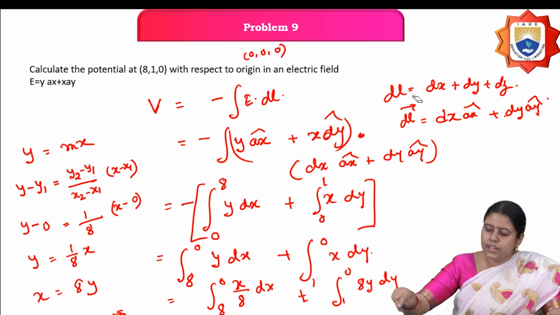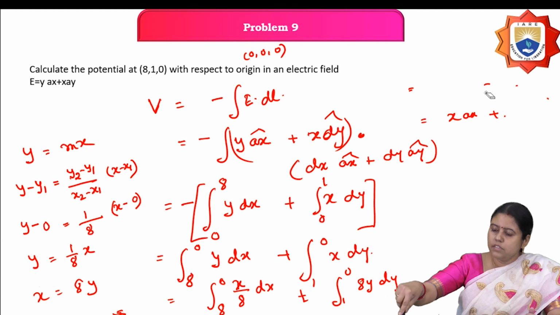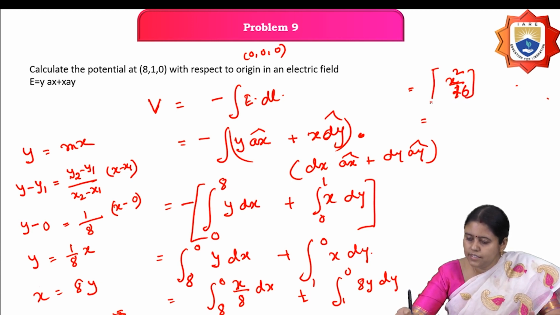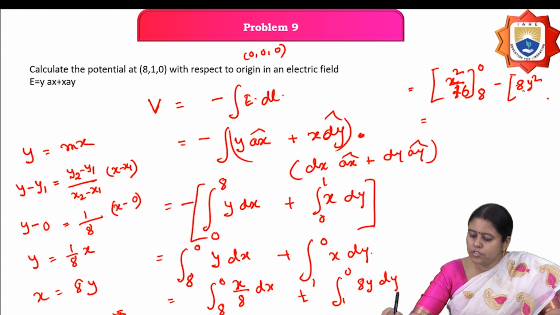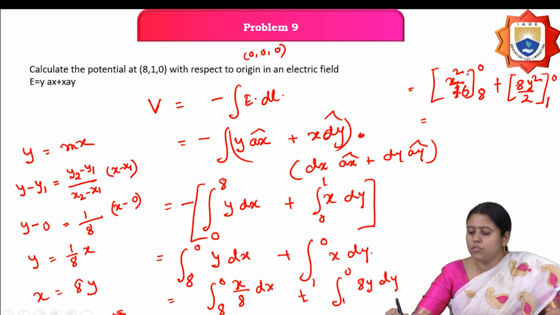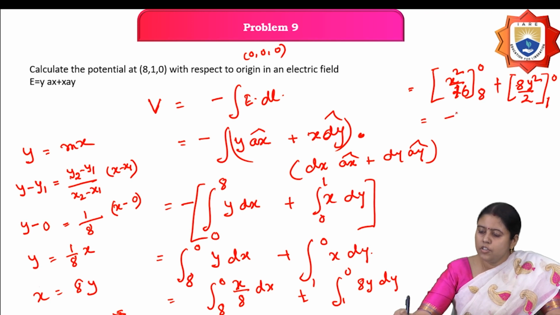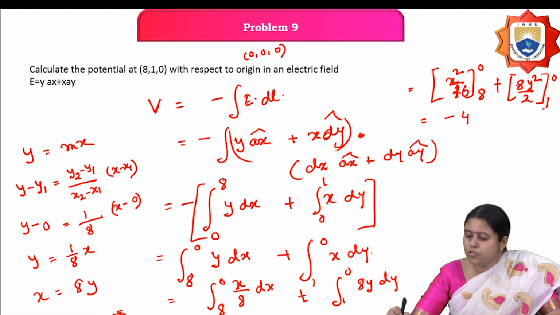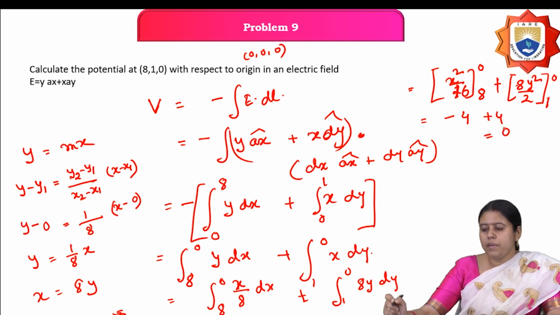So if we solve it, we can get the value: x square by 16 from 0 to 8, minus 8 y square by 2 from 1 to 0. So if we solve it, the first one is 0, so minus 8 square by 16, that means minus 4, plus, actually minus 8 by 2, means plus 4. So the value is coming 0 volt.